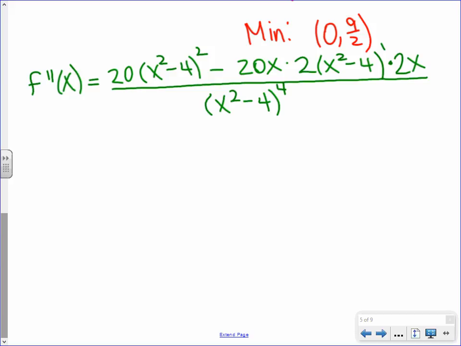This is intimidating, but let me give you a trick. Do you notice how there's an x squared minus 4 here and an x squared minus 4 here? We don't cross them out, but we call that a GCF. We can factor it out. And so then left over would be 20 times x squared minus 4 minus 80x.